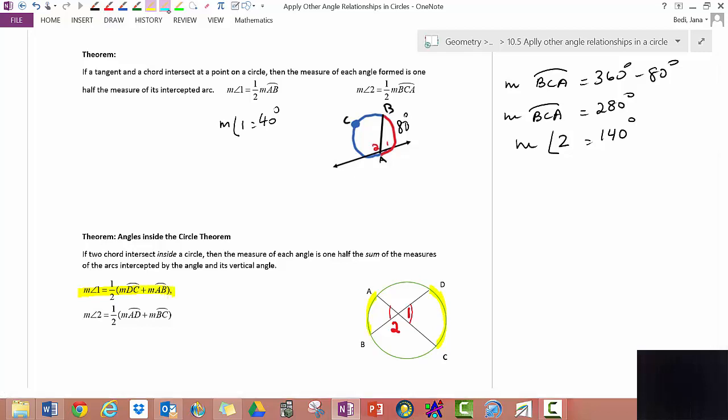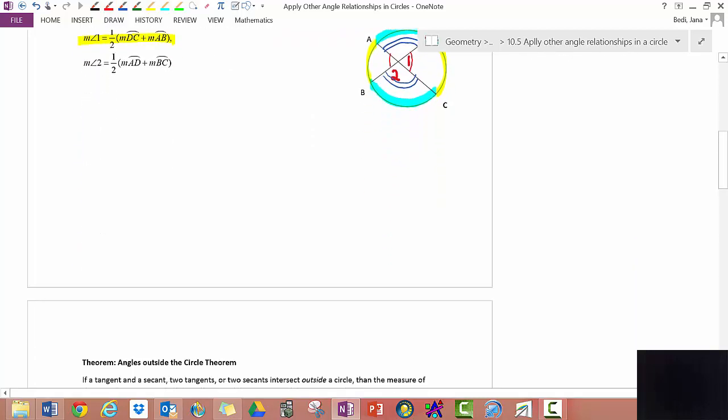And similarly, if you take these arcs AD and BC and you add them together, you get the measure of angle 2, or the angle that is vertical to it. Again, the other angles that you have encountered so far are the central angle, which has its vertex at the center, and the inscribed angle, which has its vertex at the circumference.